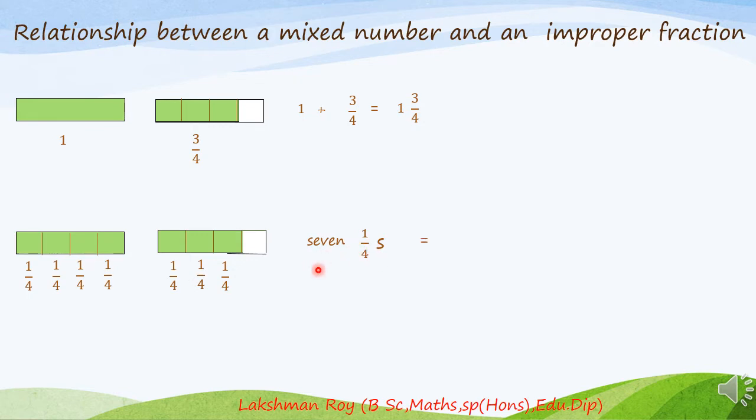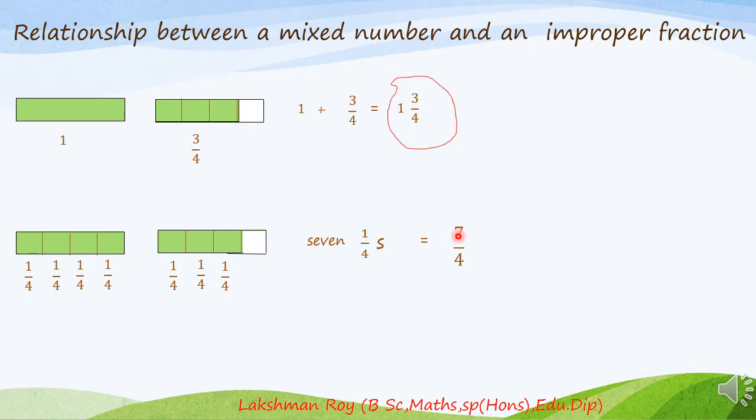So you can write 7 quarters as 7/4. So this is the colored part. Now you can see in this picture the colored amount, and in this picture the colored amount. In this picture I wrote the colored amount as the mixed number 1 and 3/4. In this picture I wrote the colored part as an improper fraction, that is 7/4.